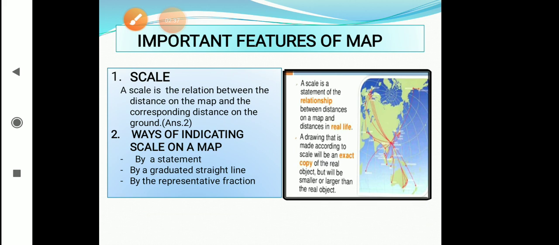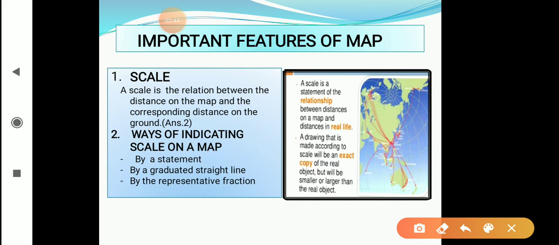Now we will learn about important features of maps. The first one is scale. A map is drawn to scale. This means that a particular length on the map shows a particular distance on the ground.